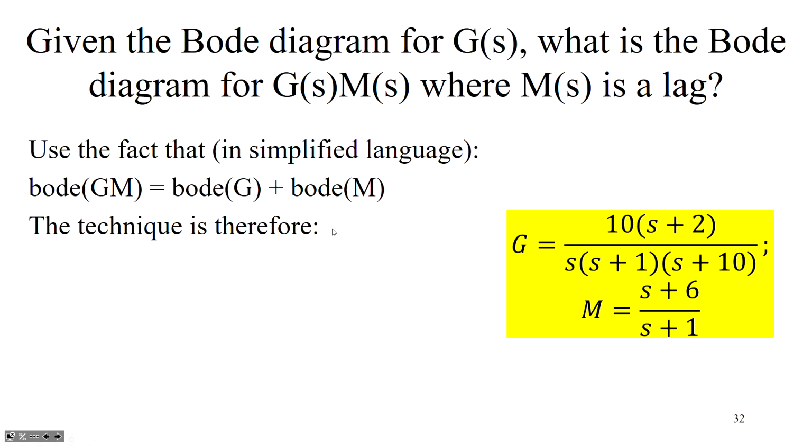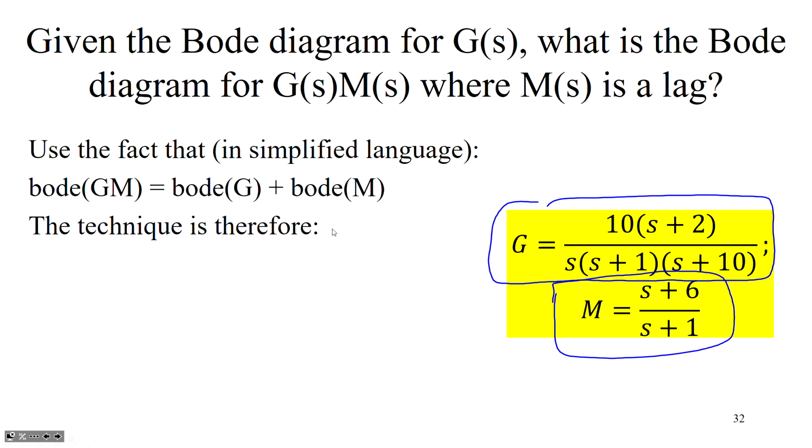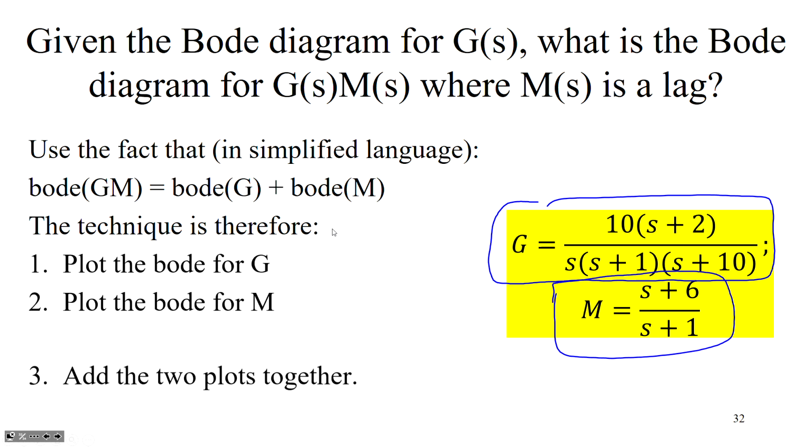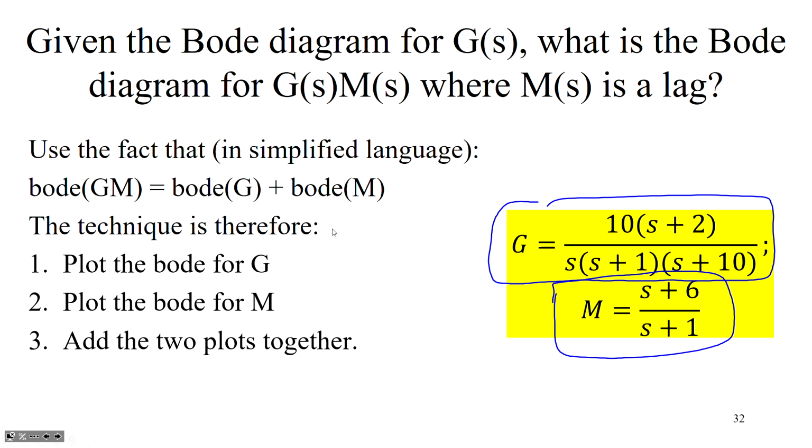So here's the example I'm going to use. I've got my system G here, and I've got my compensator M here. All right, and what I'm going to do is plot the Bode diagram for G, and you can use asymptotes if you like. Plot the Bode diagram for M, and again you can use asymptotes if you like. And then finally, I'm just going to add those two plots together.